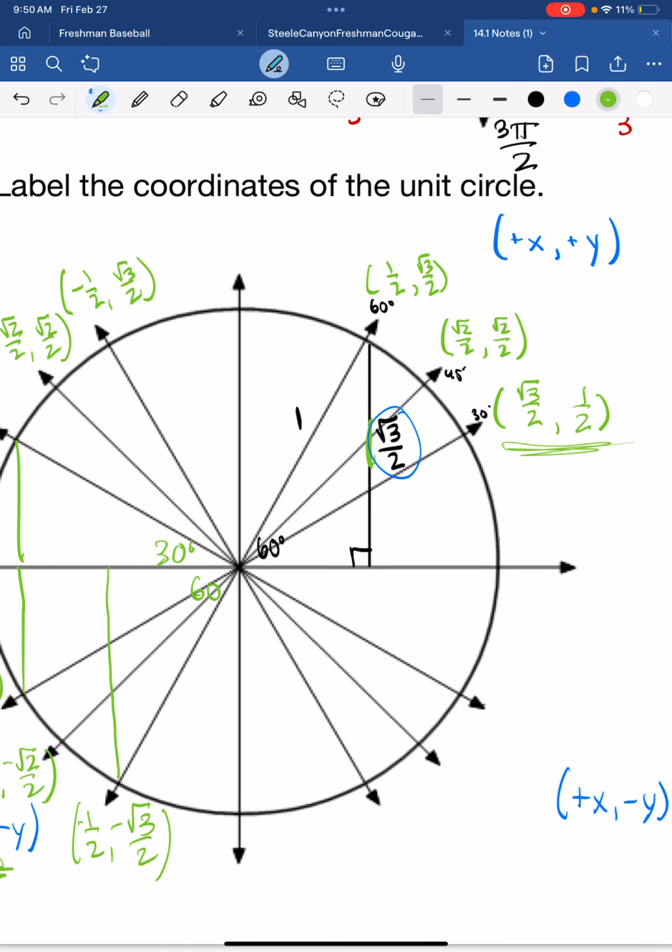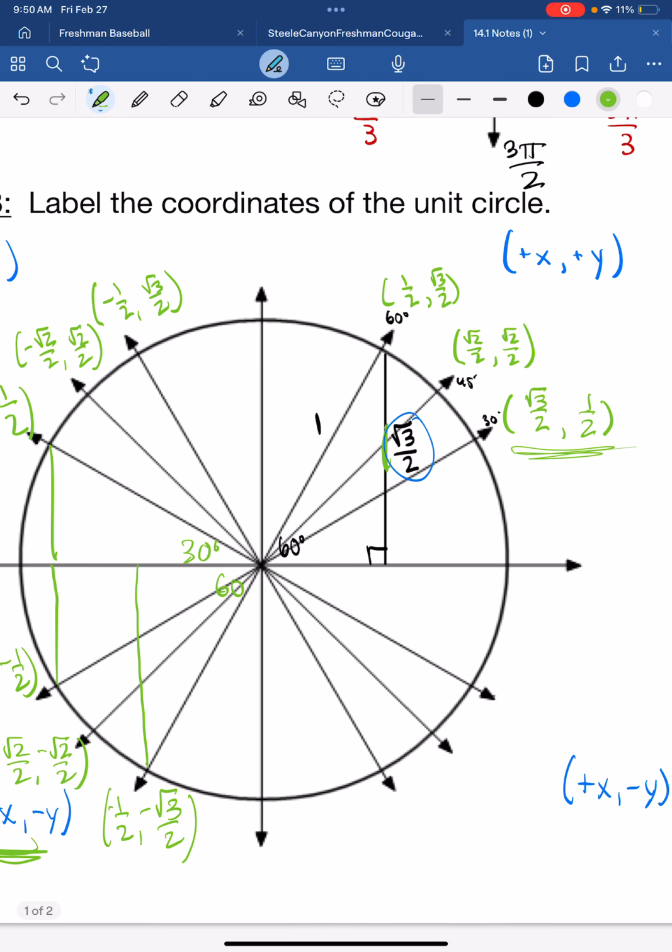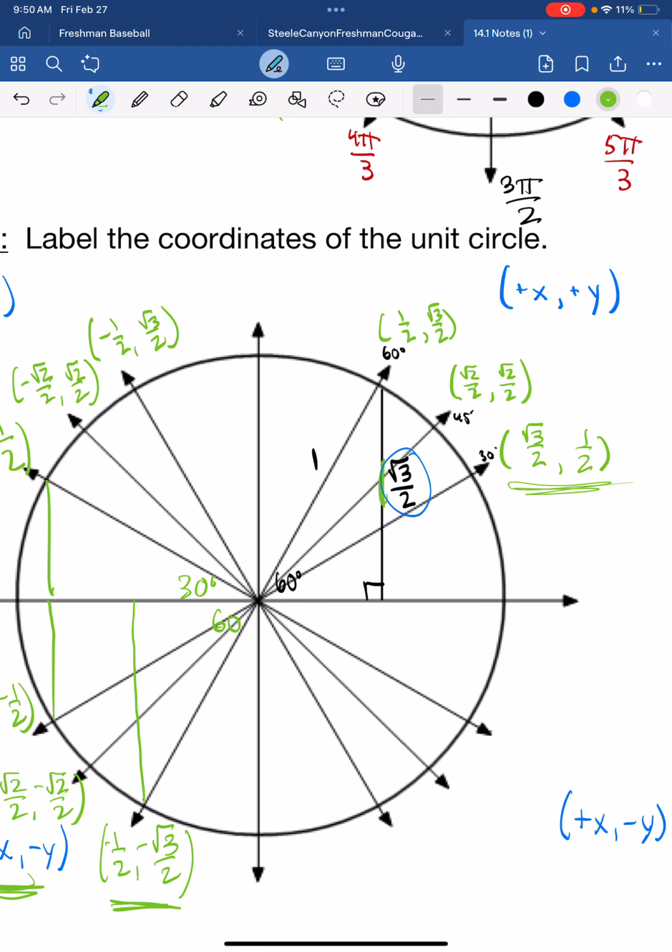Over here to the last quadrant, just about done here, folks. This one matches up with this. So we're going to have 1/2 and then a negative root 3 over 2. The reason the 1/2 is positive is because now we're going to the right. We're going to the right to get your x value and then down, so that's why the y is negative. Okay.